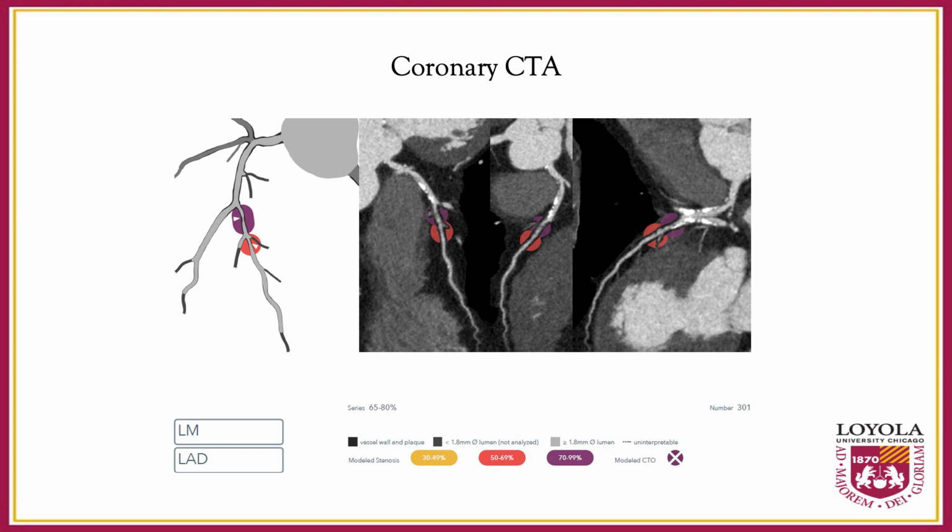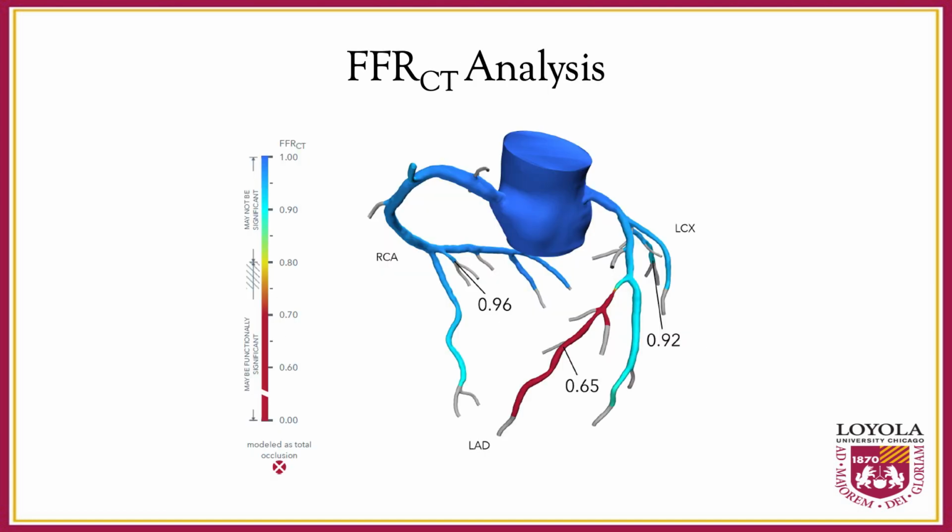Now, in order to assess whether these lesions were hemodynamically significant, I had ordered an FFR-CT analysis. This is the patient's color-coded FFR-CT map that was computed and analyzed. And what you can see here is that the lesions in the RCA and circumflex were not hemodynamically significant, but in the LAD, you can appreciate the large delta gradient of FFR across that left anterior descending lesion, with a lesion-specific FFR-CT value of 0.65.